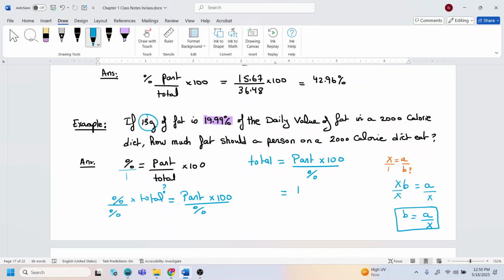Now I can solve this problem. The part is 13 grams, times 100, divided by the percentage, which is 19.99%. In this case, your answer is going to be in grams, okay? Because the 100 is a percentage and this is a percentage, those two cancel out. And it's going to be 65 grams. Your given is 2 sig figs, so your answer has to be in 2 significant figures as well.